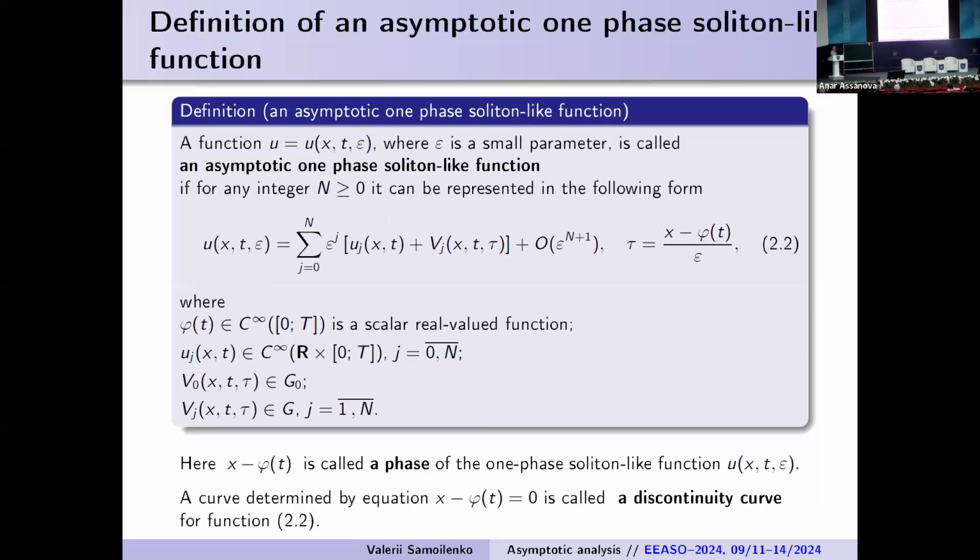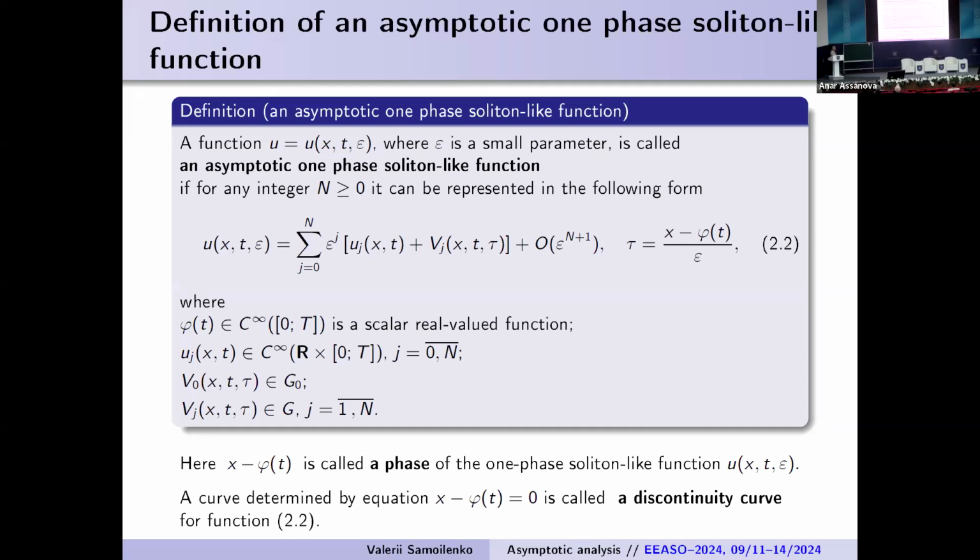So the main definition which we need for further is the definition of an asymptotic one-phase soliton-like solution. Here we use the term one-phase because, in the general case, the KdV equation has two- and multi-phase soliton solutions. So if we consider the KdV equation with variable coefficients, we suppose that due to the variable coefficients the special solution, the soliton solution, will have some small deformation, which depends on the perturbation of the coefficients. So here we have phi of t. It is a real valued function, and this function is called the phase function. The difference between x and phi is called the phase of this solution.